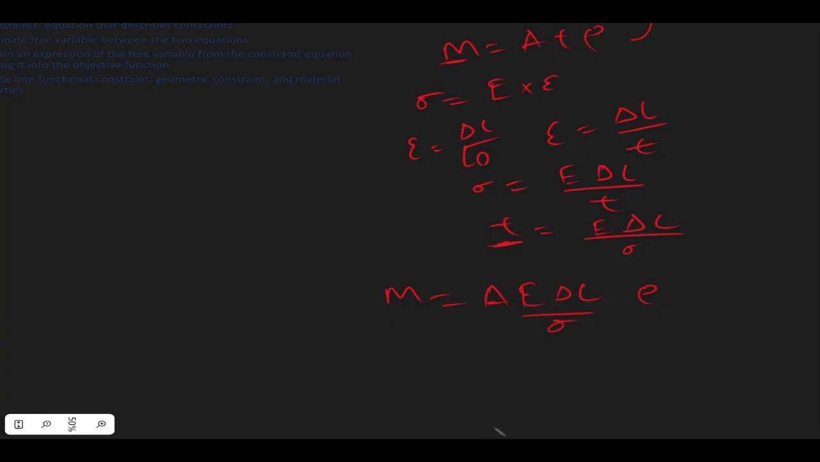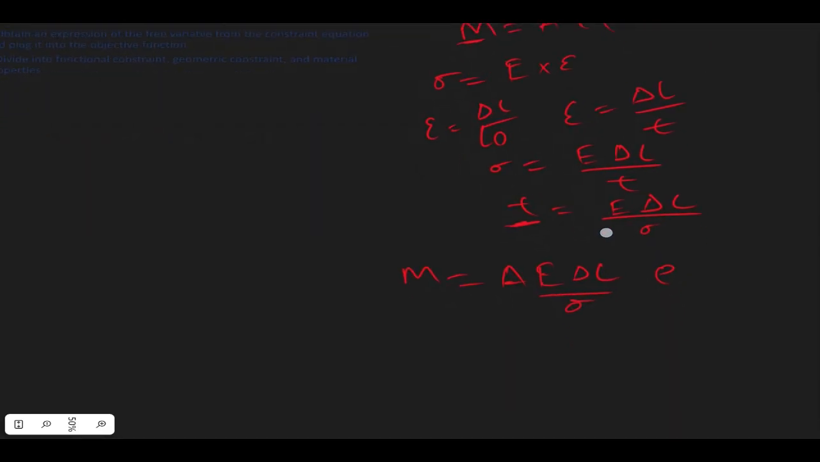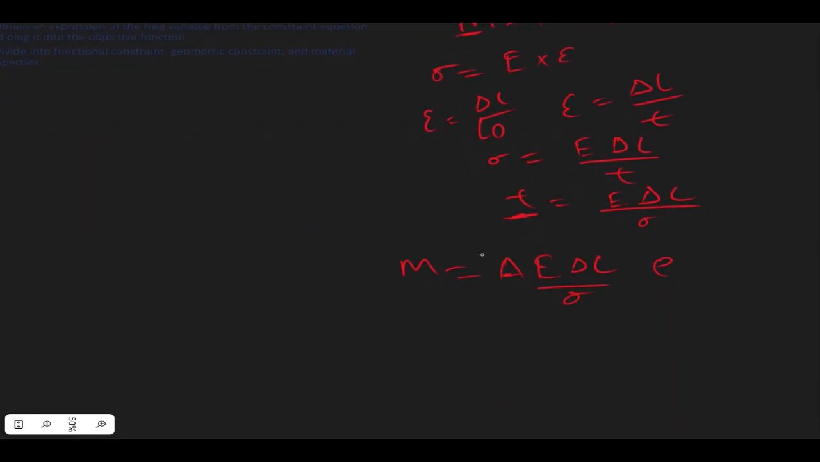Once you've eliminated thickness, let's go back to our next step. The next step says once you've eliminated the free variable, you obtain the expression for the free variable from the constraint equation, then plug it into the objective function. That's what we just did. Then you can divide the objective function into functional constraints, geometric constraints, and material properties. That's what we are trying to do. If you look at this equation, what do you think is going to be a functional constraint?